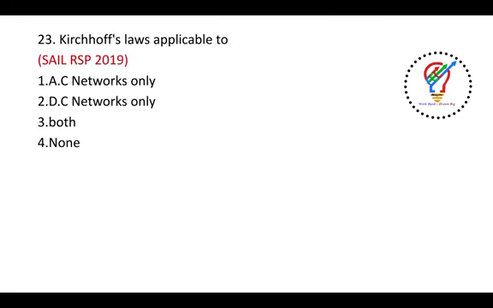Kirchhoff's laws are applicable to. This was asked in the SAIL RSP paper 2019. Kirchhoff's laws are applicable to both AC as well as DC networks. In a DC network, V is equal to the sum V1 plus V2 plus V3. Similarly, this voltage can also be written in terms of phasors, so it works for both networks.